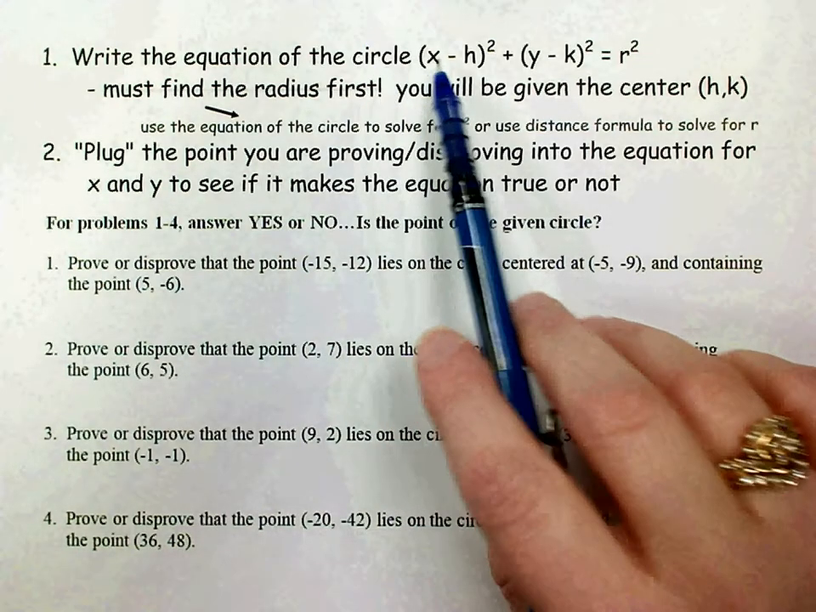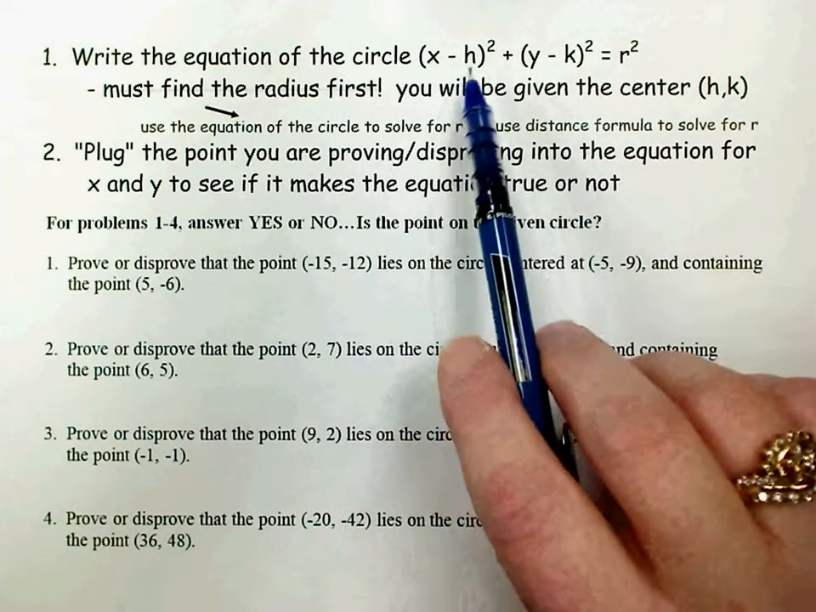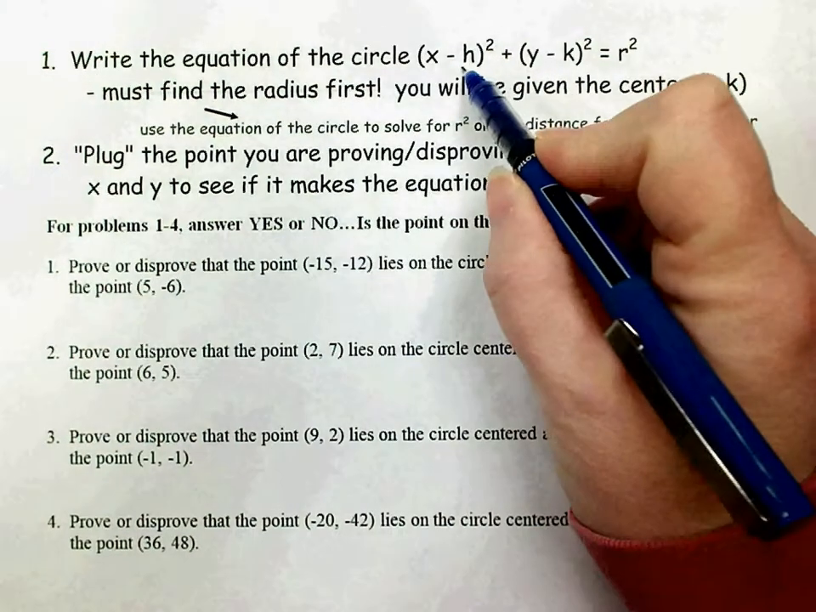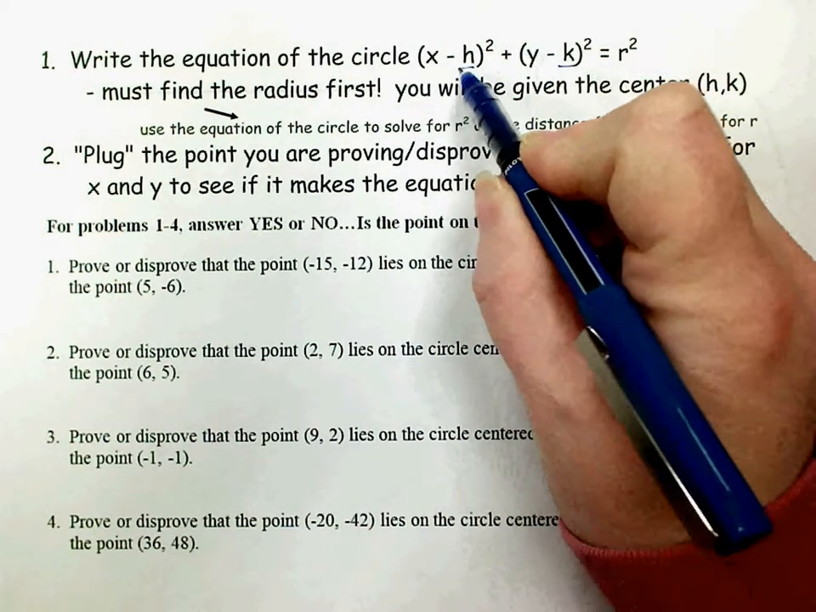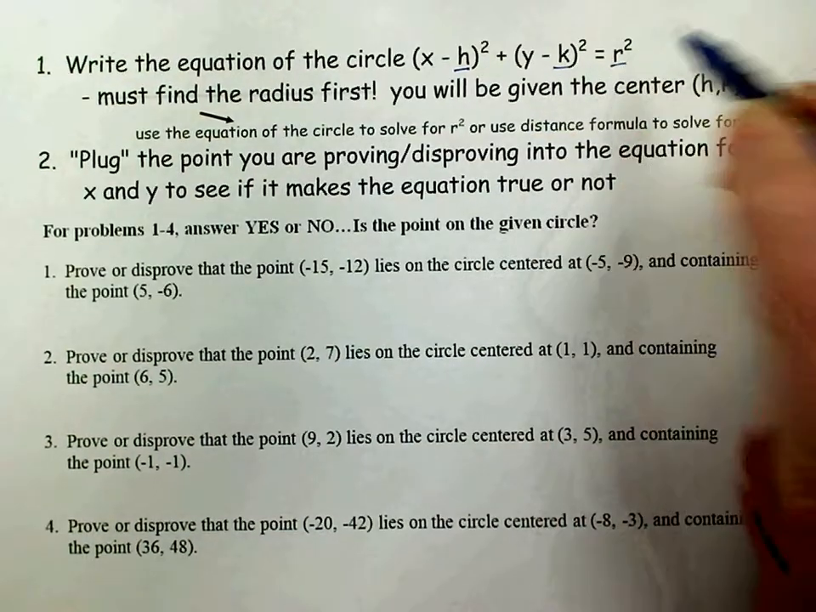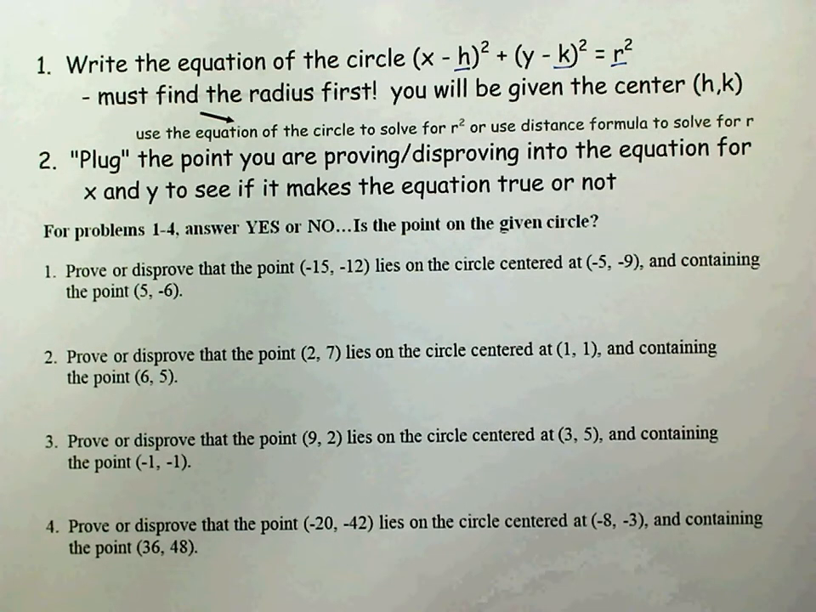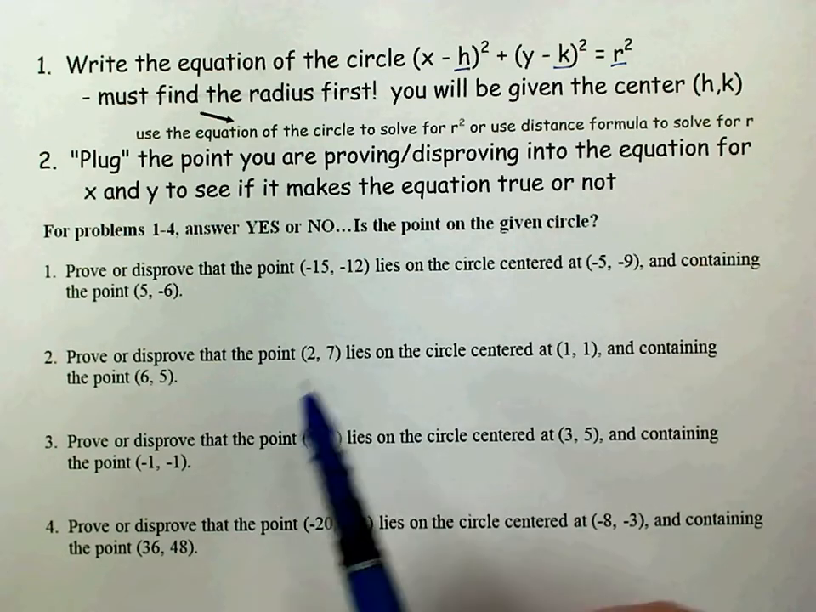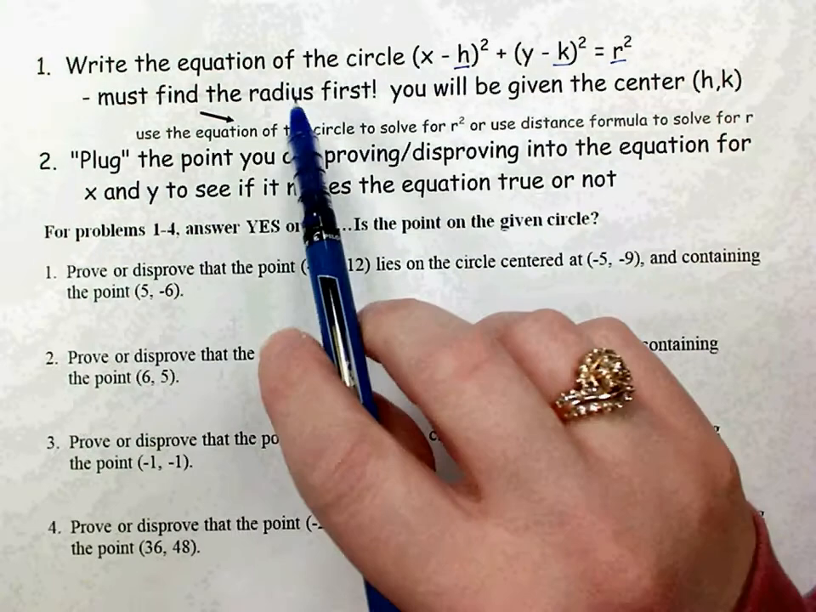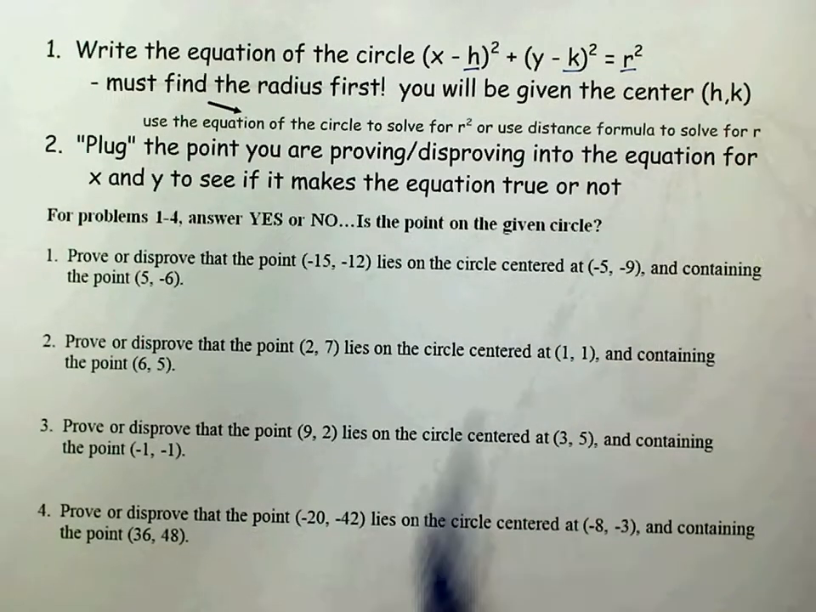You first need to write the equation of the circle. So you know to write the equation you have to know the center point, so you can put that in for h and k, and you have to know the radius in order to put that into the r squared part of the equation. So most of these, or all of these, you're going to have to find the radius first. You're going to be given the center.